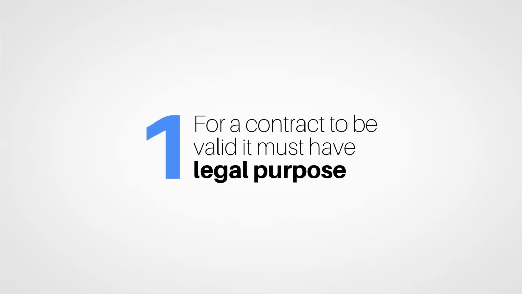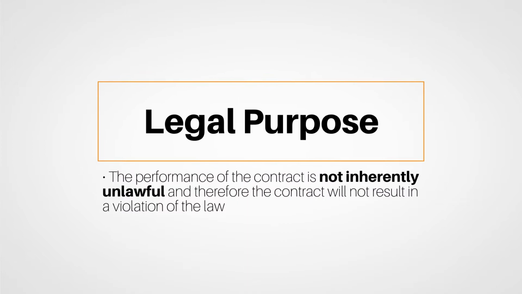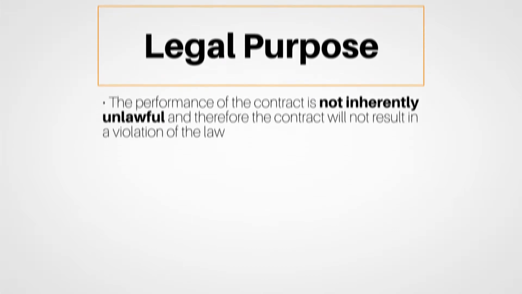First, for a contract to be valid, it must have legal purpose. This may seem obvious, but it needs to be stated that the contract's purpose can't be achieved through illegal activity. Legal purpose specifically means that performance of the contract is not in and of itself unlawful, and therefore the contract will not result in a violation of the law. A sales contract for a stolen car or an employment contract to steal cars for compensation is probably not going to hold up in court.